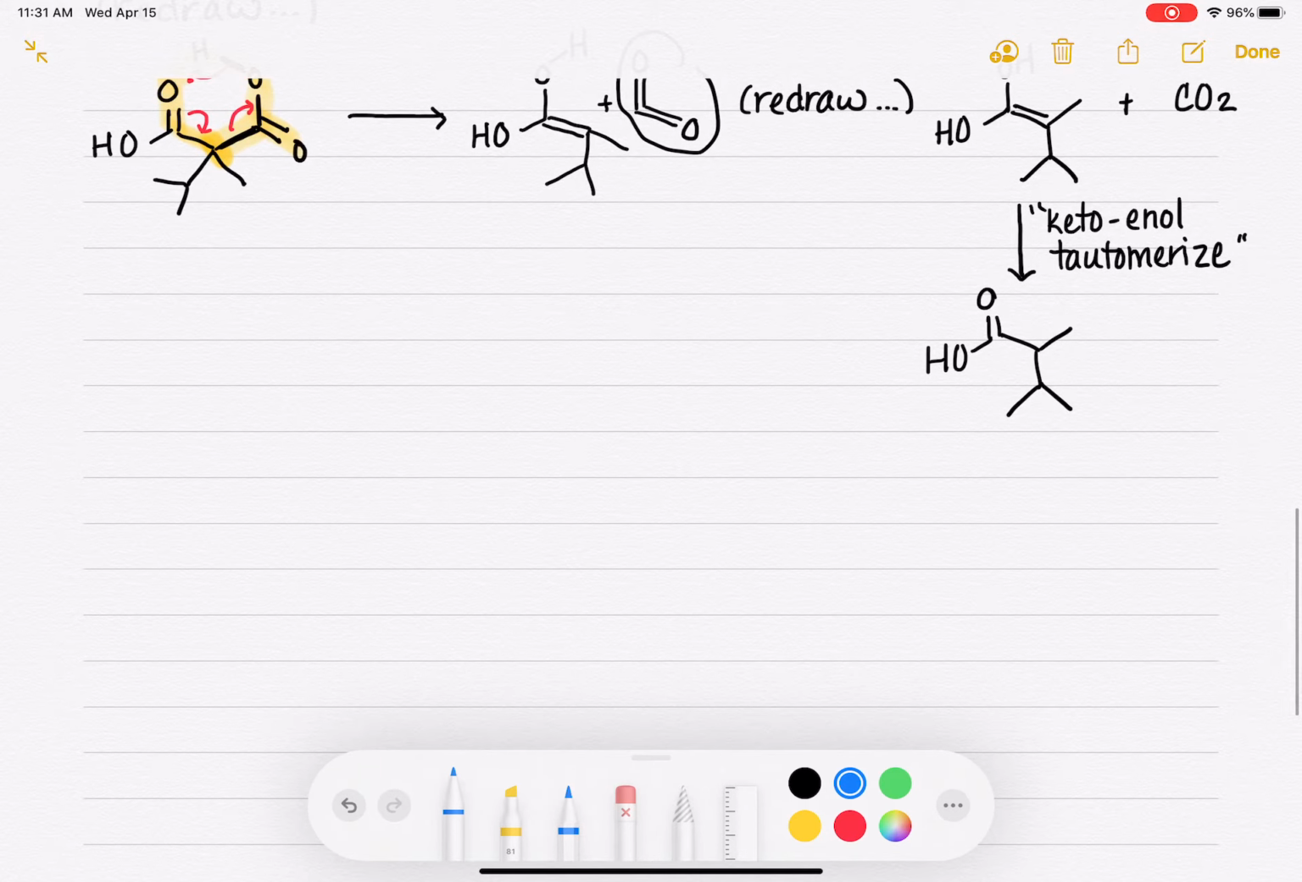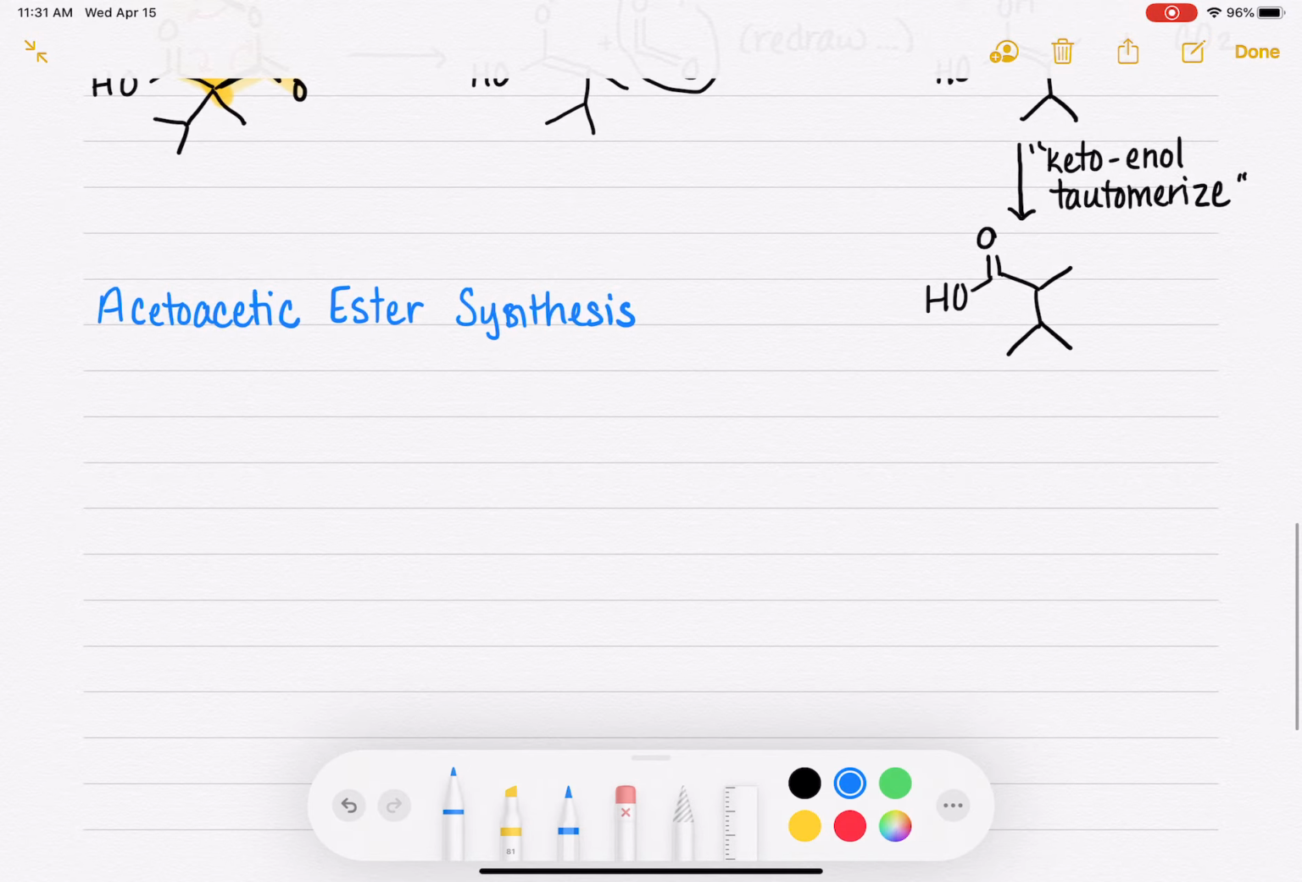So now we're ready to look at the third alkylation reaction, and this one is called the acetoacetic ester synthesis. And it's almost exactly the same as the malonic ester synthesis, just uses a different starting material. But for the most part, you're going to see it's really exactly the same thing. So this is acetoacetic ester, looks almost the same.